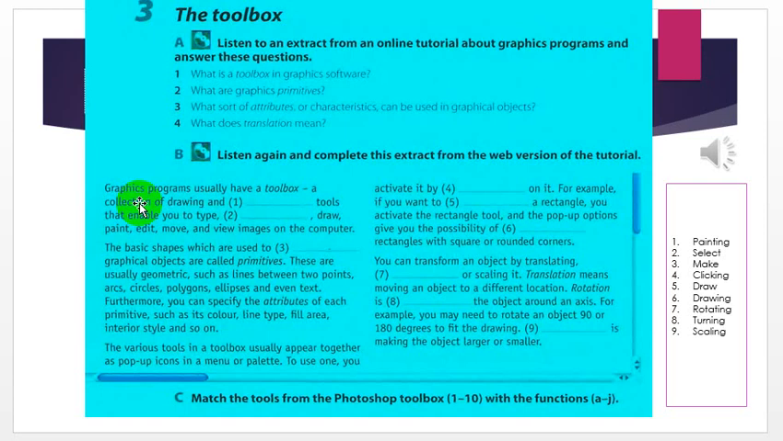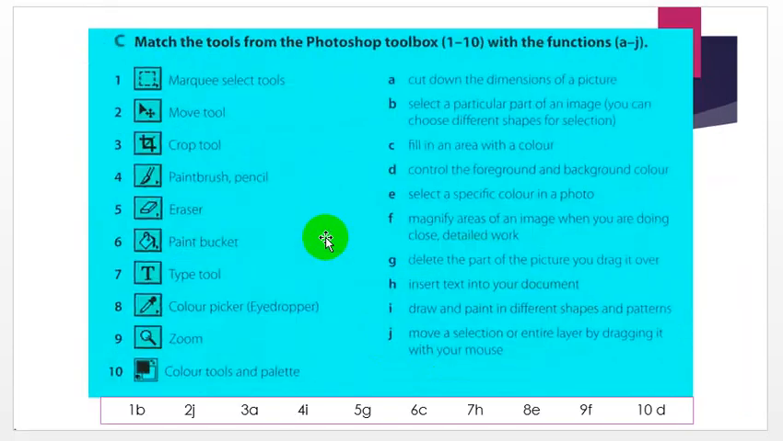Okay. The toolbox. Here we have a listening. Please listen very carefully and answer these questions. After that, when you have answered these questions, please fill in the blanks. Here is the answer key for that. Match the tools from the Photoshop toolbox with the functions.